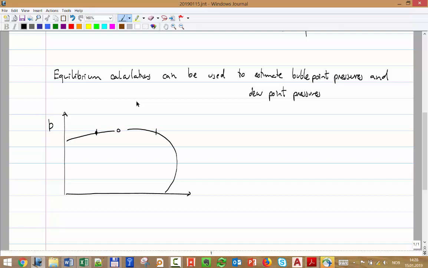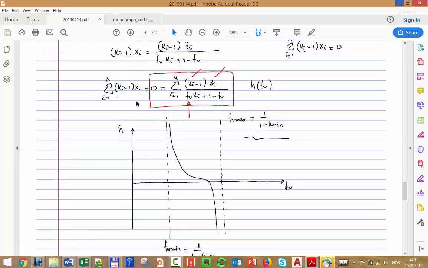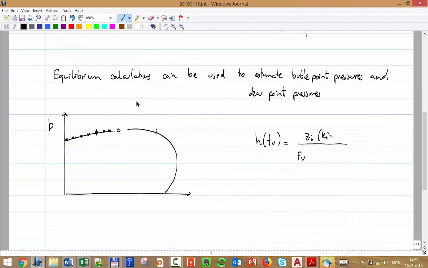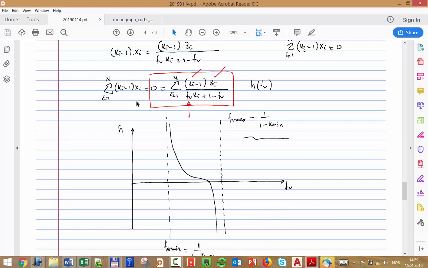So for that, exactly at this point, what can we say about the equation? Remember the equation, let's bring it from before. H(FV) is a function of Zi, FV. What was the Rachford-Rice function? Ki minus 1 over 1 plus FV times (Ki minus 1). So it should be just plus 1 below.